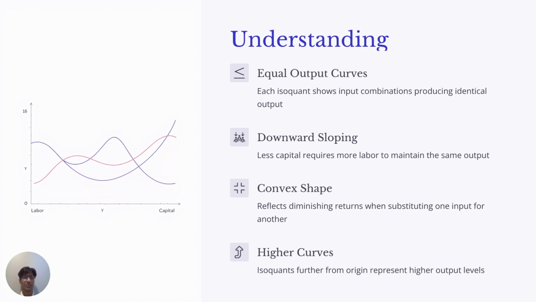Let's explore isoquants. An isoquant is a curve that shows all combinations of two inputs like labor and capital that yield the same level of output. Think of it like a topographical map for production. If you reduce the use of one input, you need more of the other to maintain the same output. Isoquants are downward sloping because of this trade-off, and they are convex to the origin, reflecting diminishing marginal rates of substitution between inputs. Higher isoquants represent higher levels of output. This concept is central to identifying the most efficient input combination.